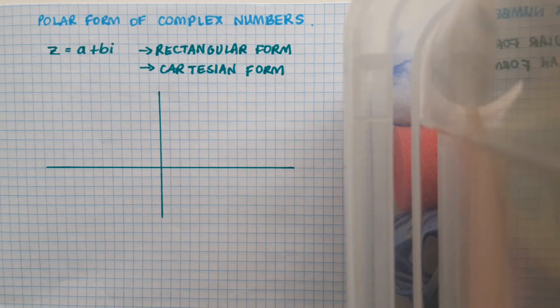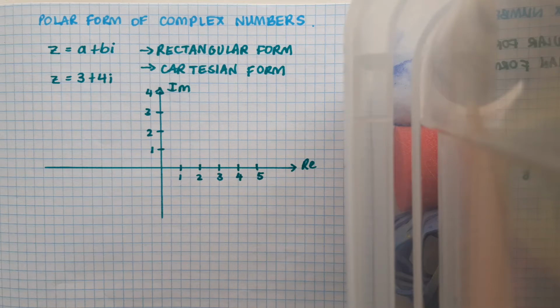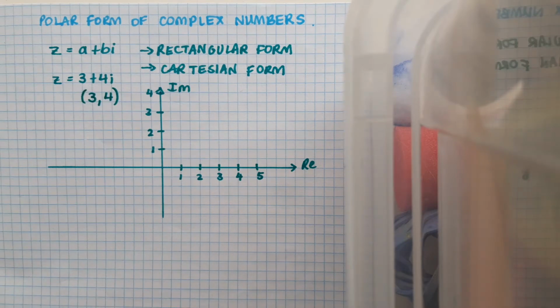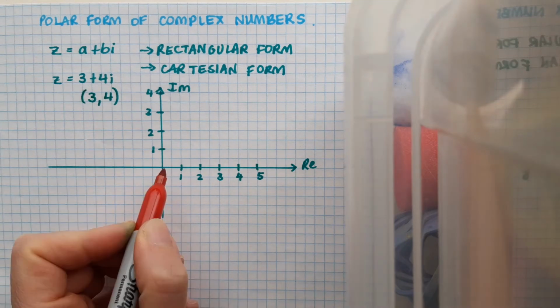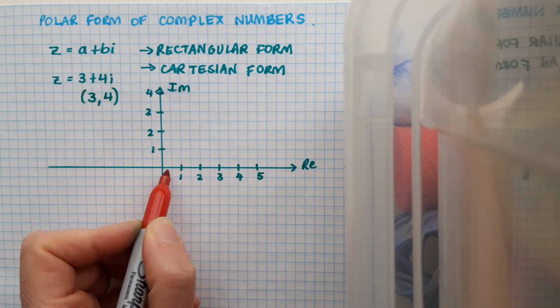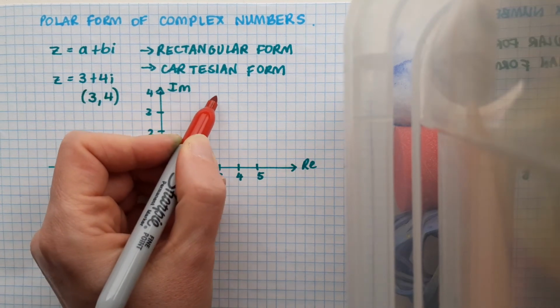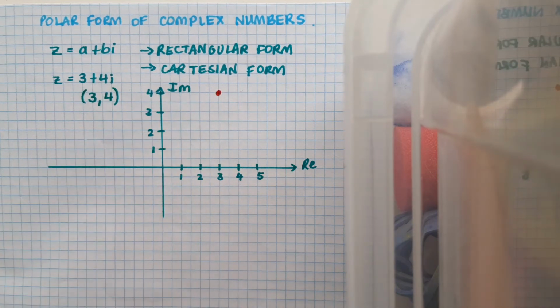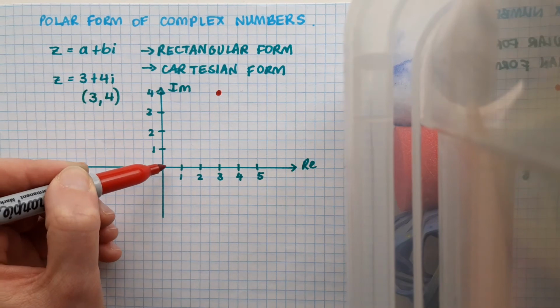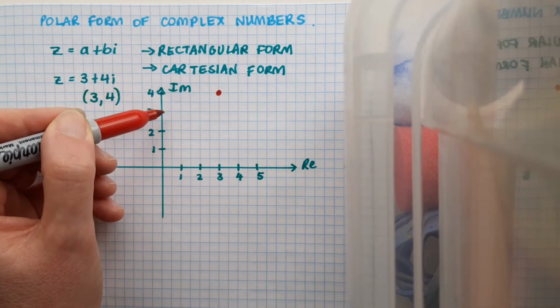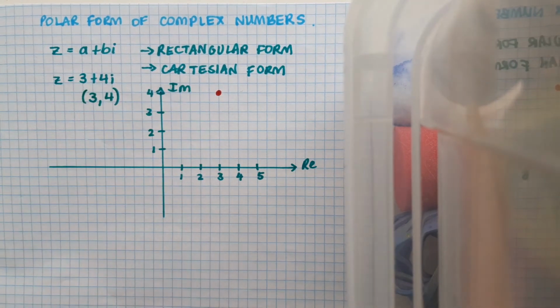So let's take, for example, z equals 3 plus 4i. Well, up until now, we could have written 3 plus 4i in the form (3, 4) as a point, and then located it on the Argand diagram by going 3 places on the real axis and 4 places on the imaginary axis, or in the imaginary direction. So you can see that it's almost like I've created this rectangle on my Argand diagram. That's why it's called rectangular form.